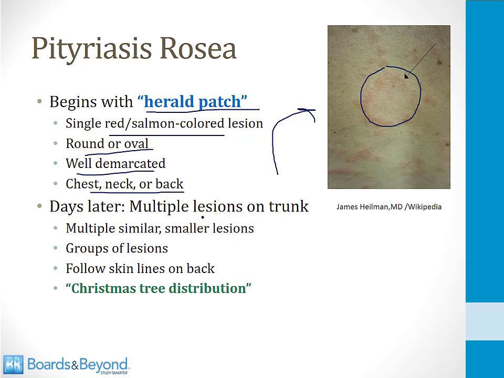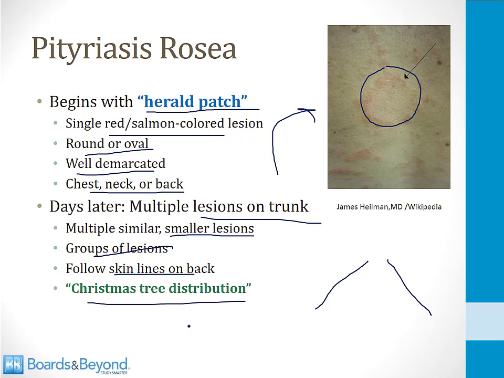Days later, multiple lesions develop on the trunk. These are similar to the Herald patch, but they're smaller. They're usually grouped together and they follow the lines on the skin. And since the lines on the skin, especially on the trunk, like for example on the back, tend to go like this, it is said that these lesions tend to form a Christmas tree distribution.